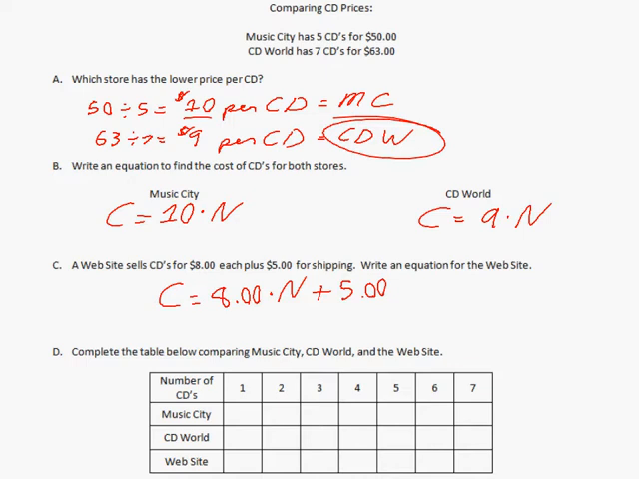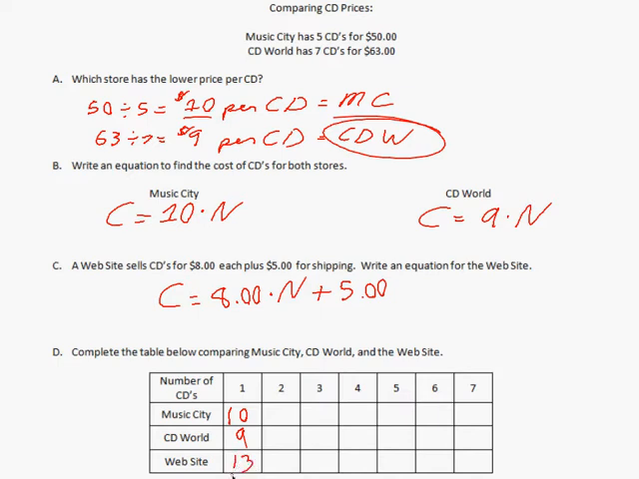Complete the table below comparing Music City, CD World, and the websites. So, Music City, CD World, and the website. Music City costs $10 for one CD. CD World costs $9 for one CD. And the website costs $13 for one CD.